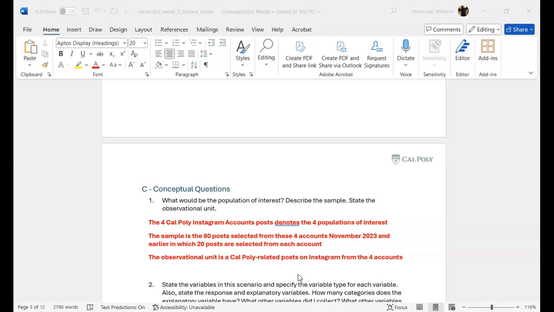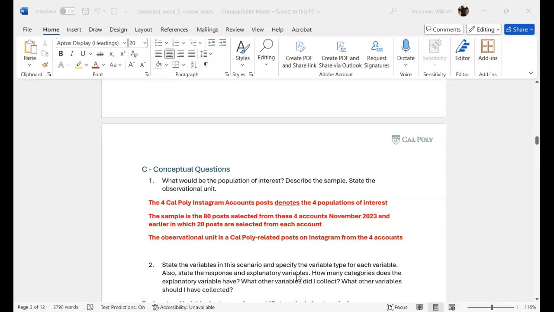What's the response variable? The response variable is going to be the number of likes, and then the explanatory variable is going to be the Instagram account. The Instagram account is going to be categorical, and the number of likes is quantitative. And the Instagram account has 4 categories.